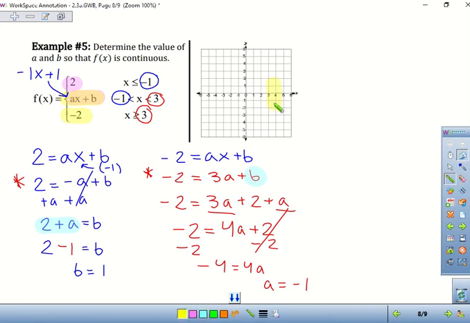So on the yellow, this function exists where x is greater than 3. In the middle, in the orange, this one exists from -1 to 3. And then lastly, the pink is where we're less than -1. So we're going to graph each of these pieces separately.